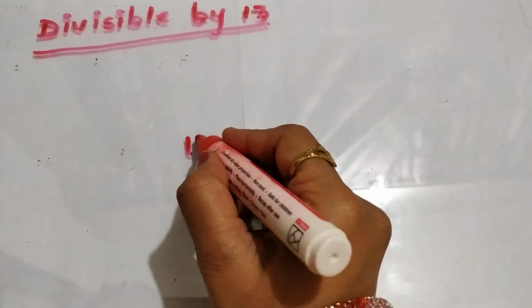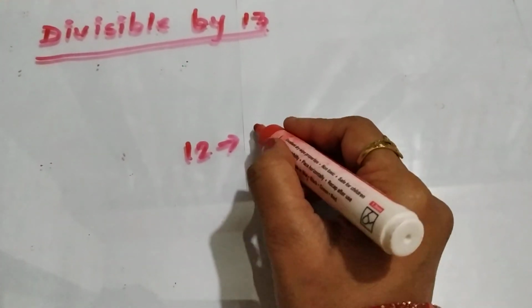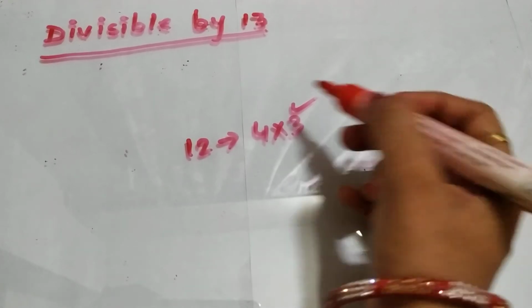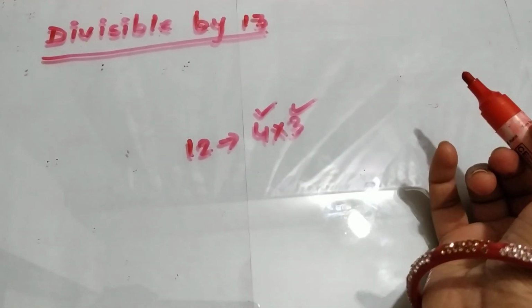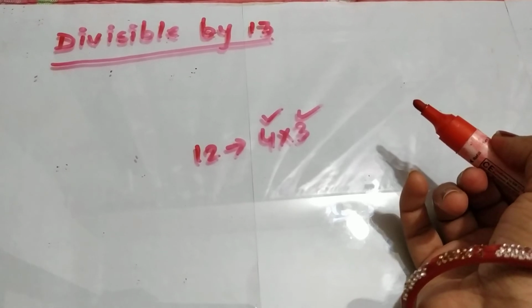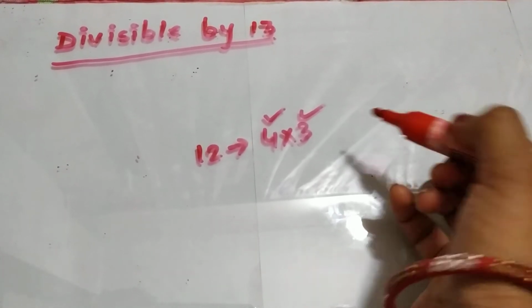Divisible by 13. Now you are thinking, where is 12? We can write 12 as the factors 4 into 3. So if the number is divisible by 3 and 4, the number is divisible by 12 also. That is the rule for 12.